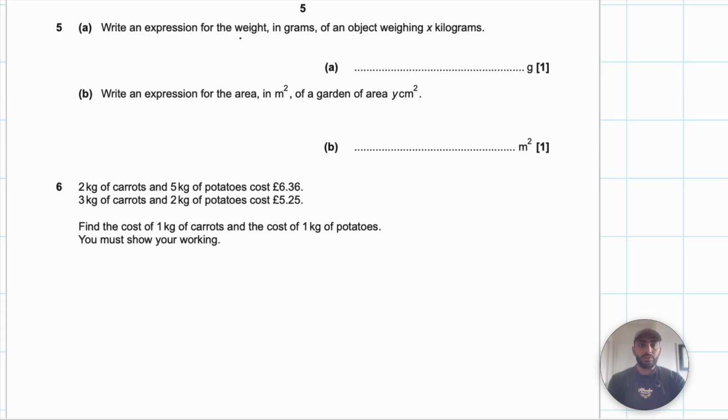Question 5. Write an expression for the weight in grams of an object weighing x kilograms. So if something weighs 1 kilogram, how would you change it into grams? We would need to multiply it by 1000. So the weight would be 1000x if we want to change it into grams.